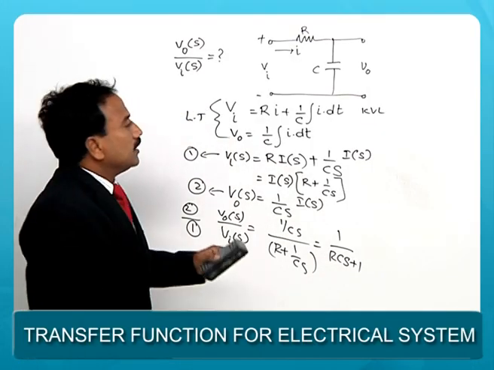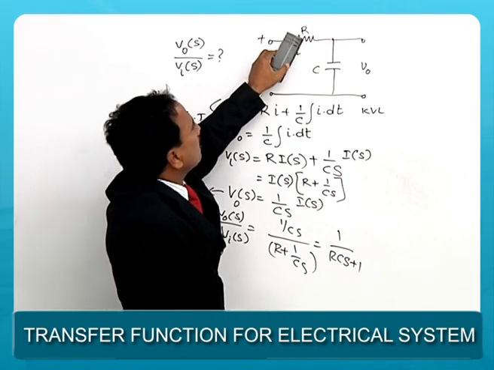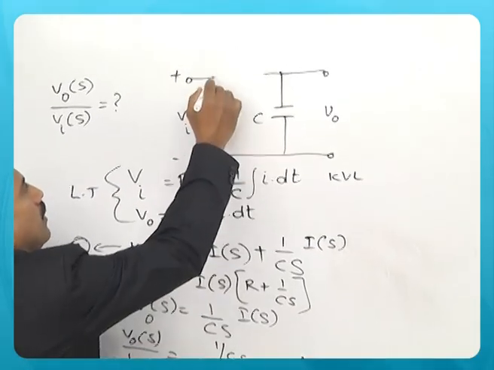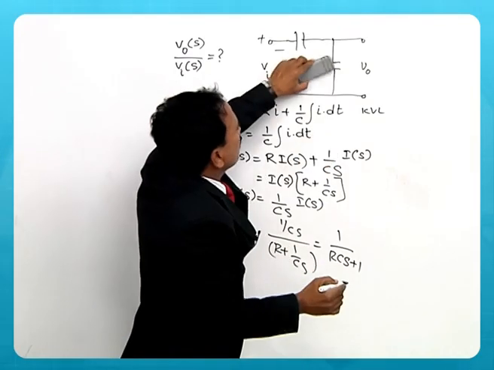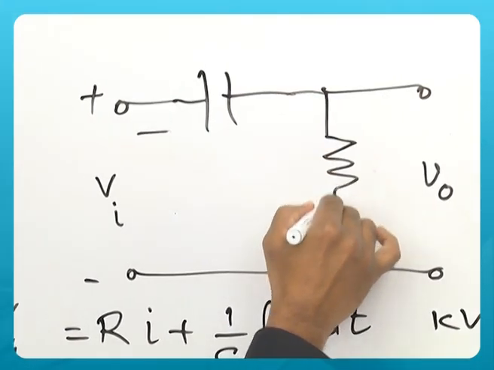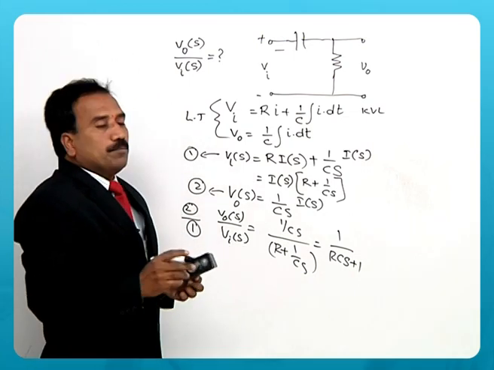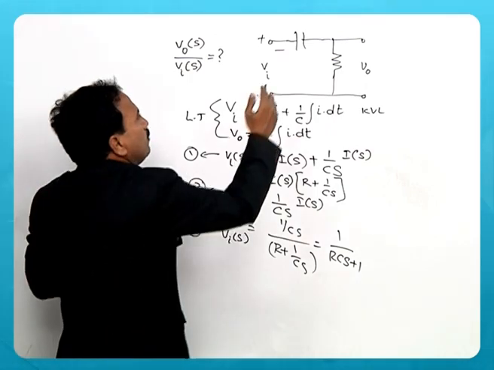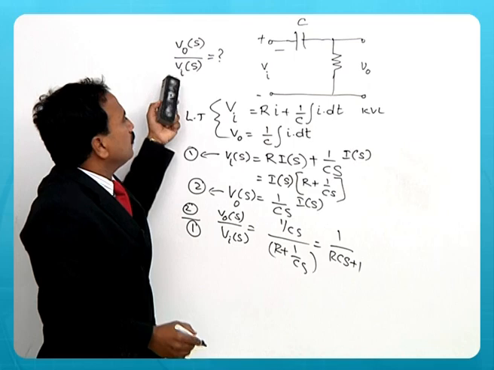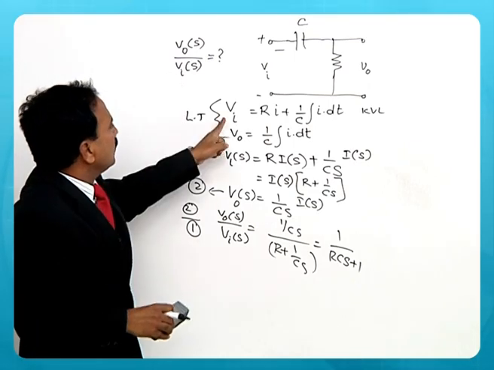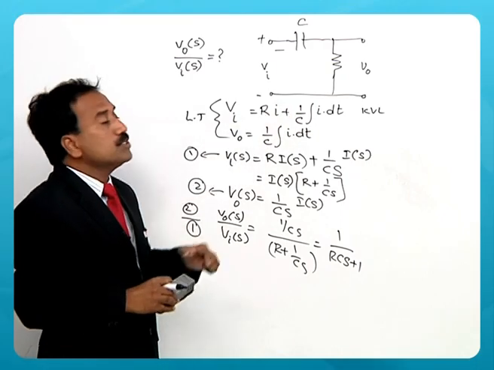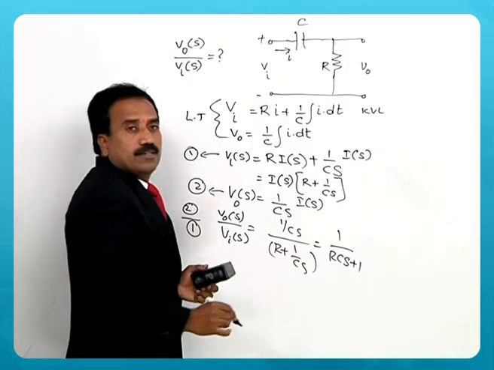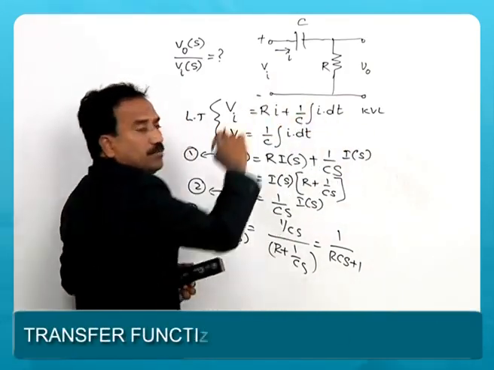Now let us swap R and C, interchanging their places. In place of R you have a capacitor, and in place of the capacitor you have a resistance. So their places are interchanged, and the question is the same: find out the transfer function. The first equation is valid even here, because this is R, this is C, and there is a current I. So equation 1 is similar.